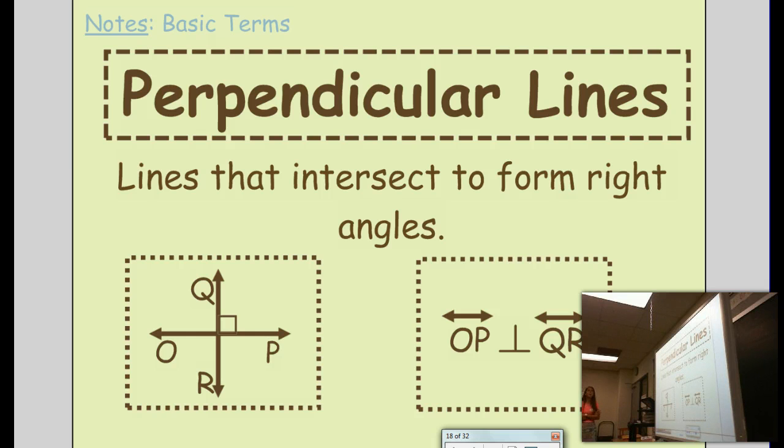It's kind of the opposite of parallel. Parallel means they're going in the same direction. Perpendicular means they are going in opposite directions. One of those lines is going north-south and the other one is going east-west.